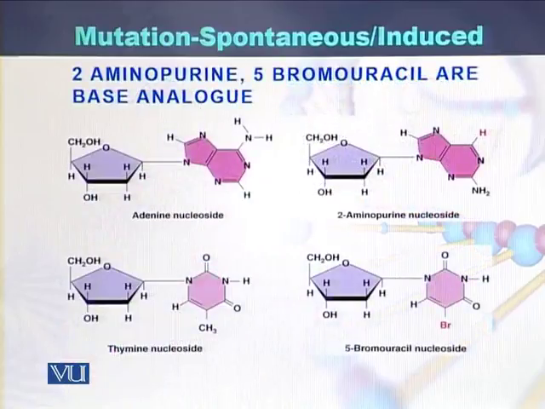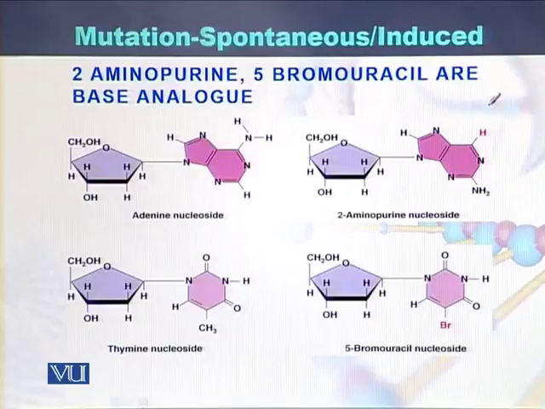In this diagram, we can see the difference between the normal bases and the base analogues. If we see here the structure of adenine and the structure of 2-aminopurine, they have similarity with each other.